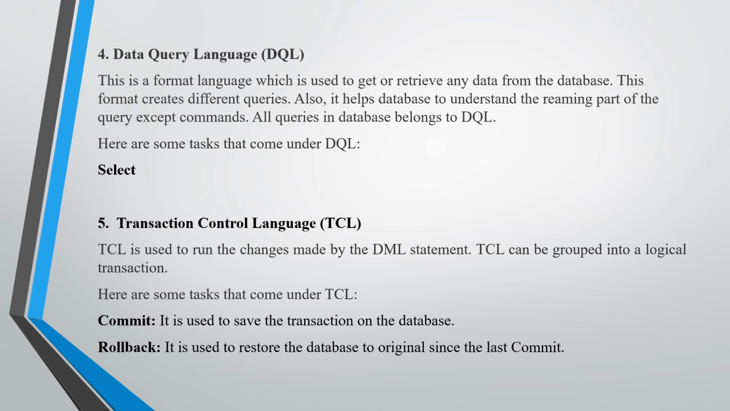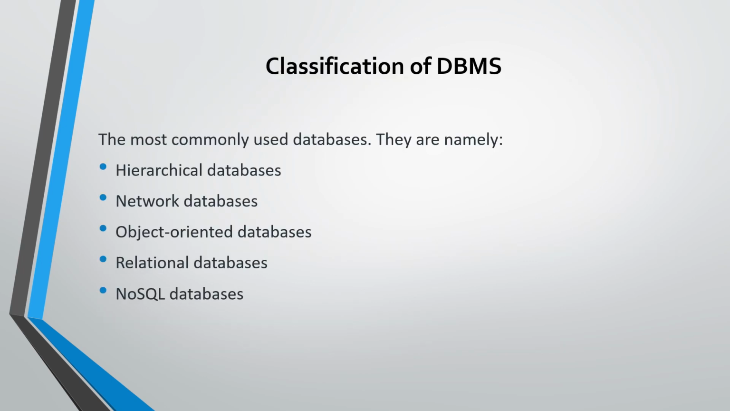Commit command is used to save all the transactions on the database. Rollback command is used to restore the database to the original since the last commit. So these are some of the different database languages in DBMS. Next slide, we move on. Here, classification of the DBMS.